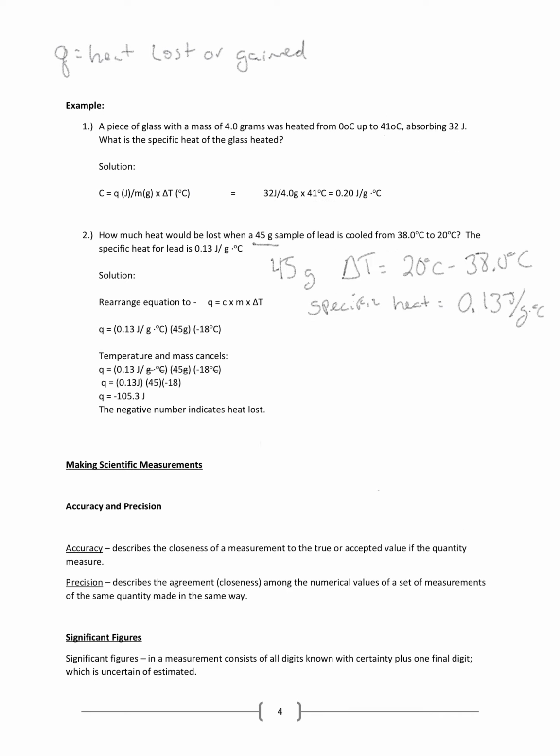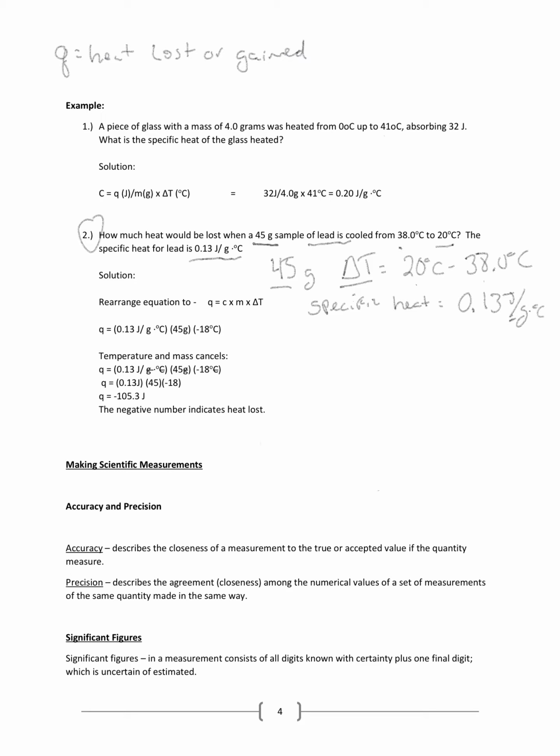Okay, let's look at problem number 2. So problem number 2, you start out with a mass of 45 grams. Okay, and so this is lead. It's cooled from 38 degrees Celsius to 20 degrees Celsius. And the specific heat of lead is 0.13 joules per gram degree Celsius. So you have a 45 gram mass. The delta T is 20 minus 38 degrees Celsius. And the specific heat says 0.13 joules per gram degree Celsius.